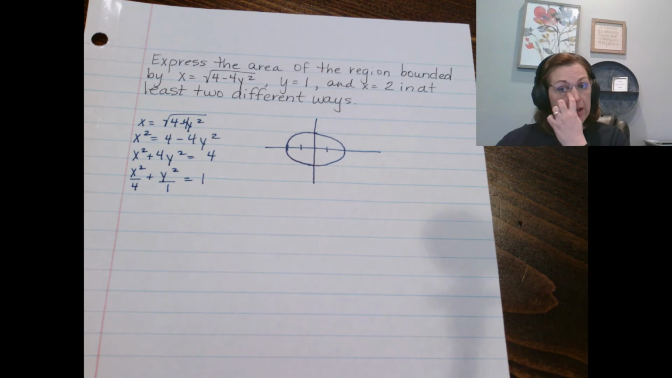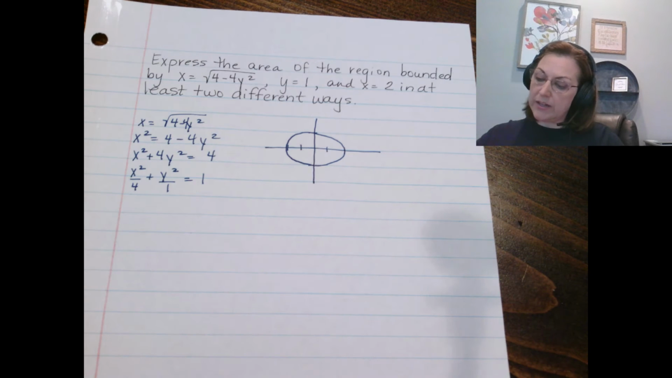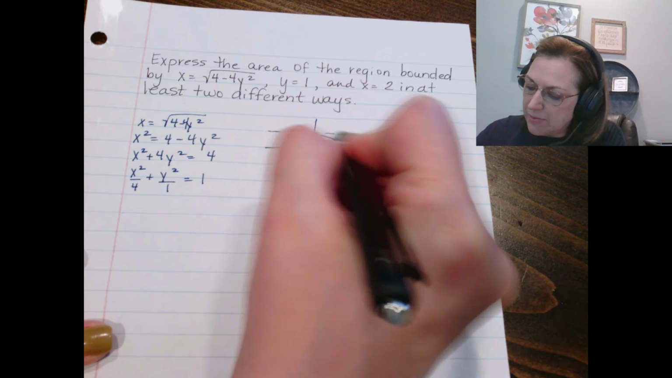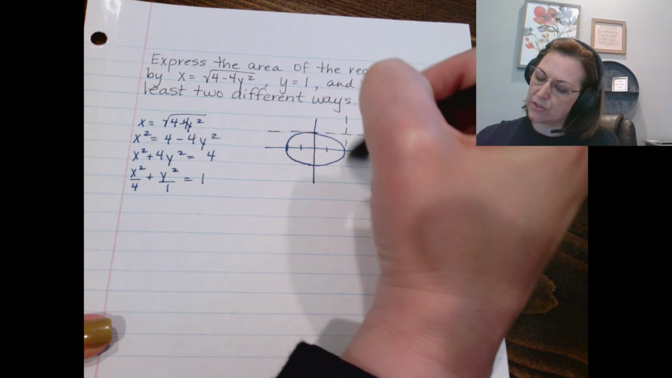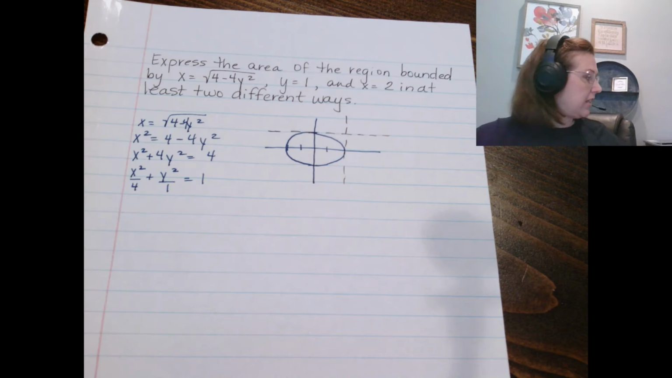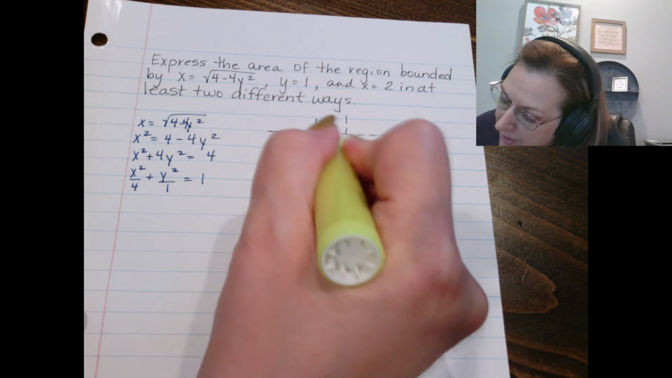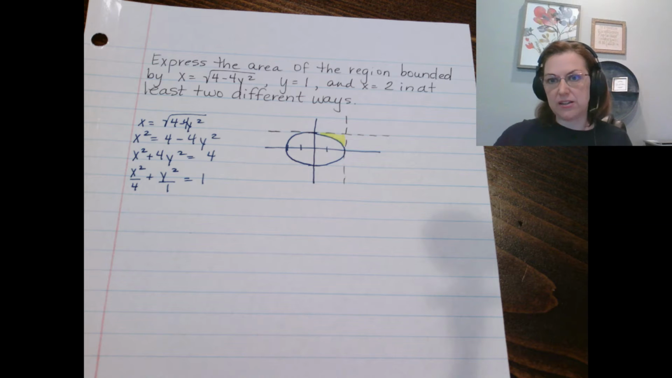Okay, then look at the other pieces that are bounding this. It's bounded by y equals 1. So that is this horizontal line here that's bounding the region. And then x equals 2, which is this vertical line. So friends, this is the region. Let me grab a highlighter to highlight it. This is the region we're actually trying to find the area of. It's actually outside of the ellipse.